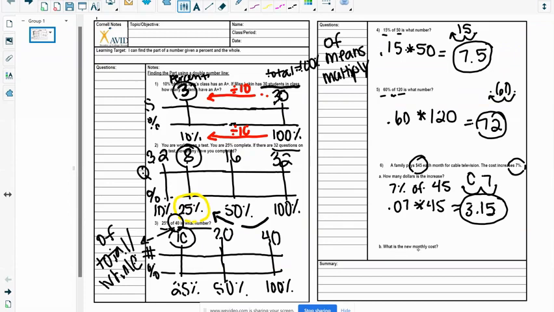Now we need to know what is the new monthly cost. Well, they were already paying $45, and now it's going to increase $3.15. So we would just add 45 plus $3.15. And we would get $48.15.